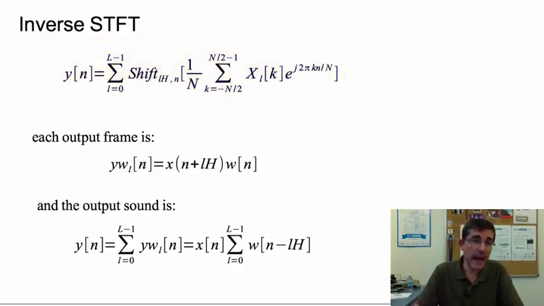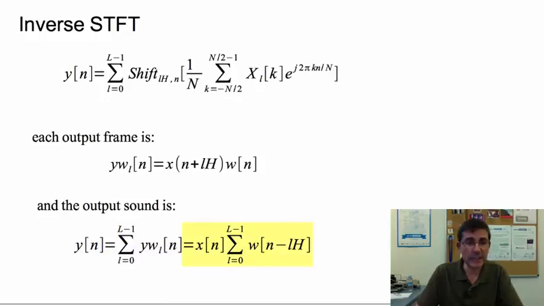So basically the output frame of one single frame is going to be this Y_W sub L, which is going to be the result of one fragment of the input sound multiplied by the window. And then the overall output sound will be the sum of these windowed output fragments.